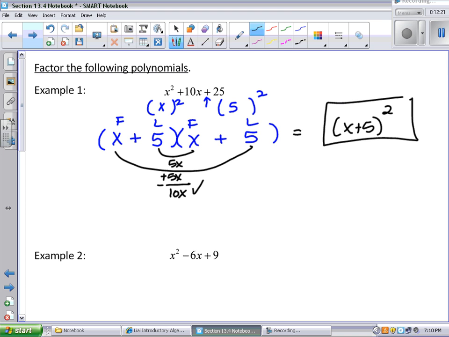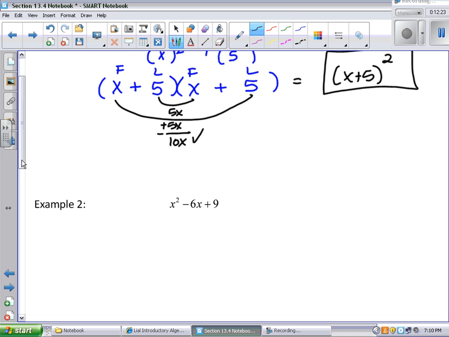Number 2, we're going to try that method again. Is the last term positive? Yes. Is the first term a perfect square? Yes. Is the last term a perfect square? Yes. Then we can write it as first and last, first and last.